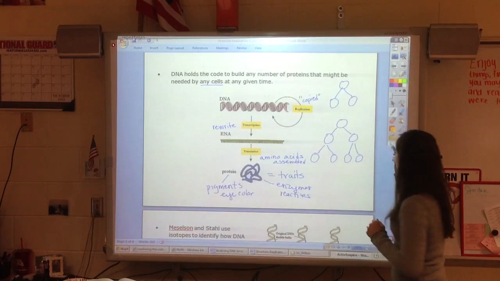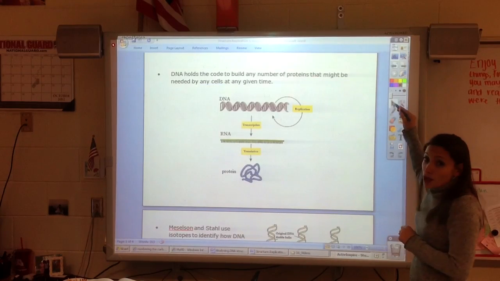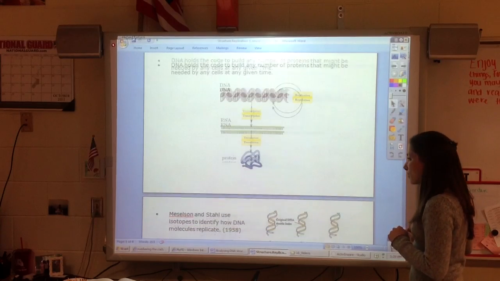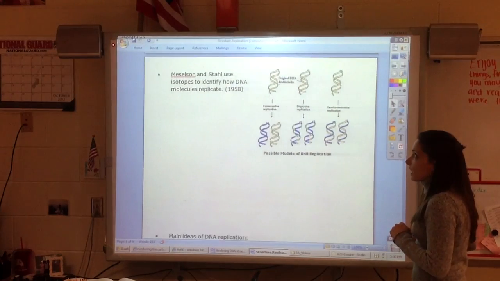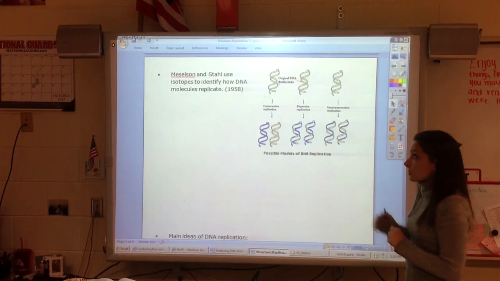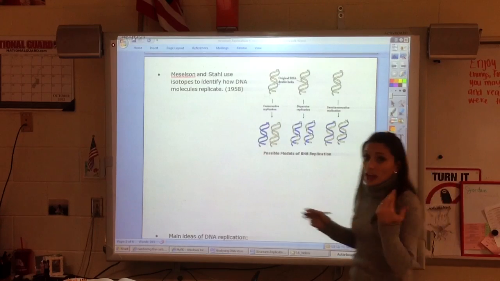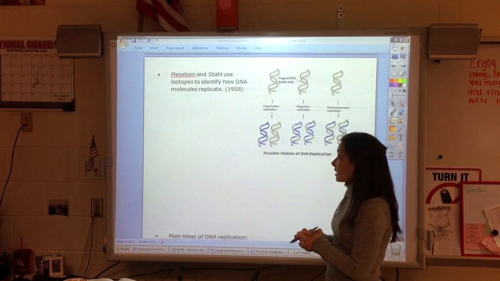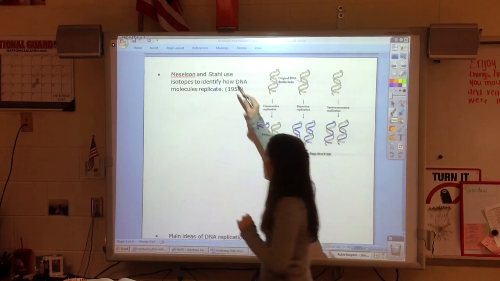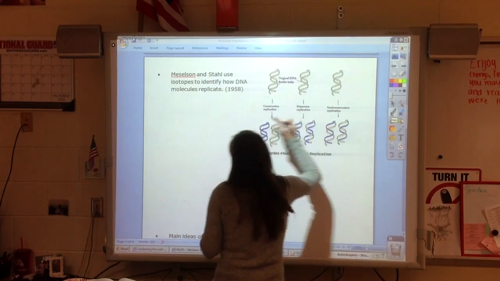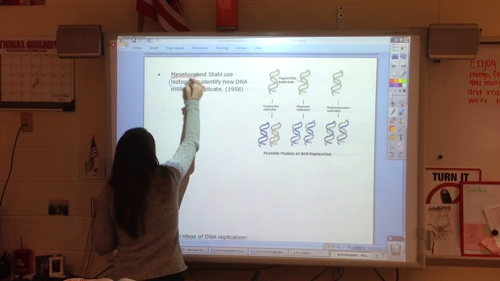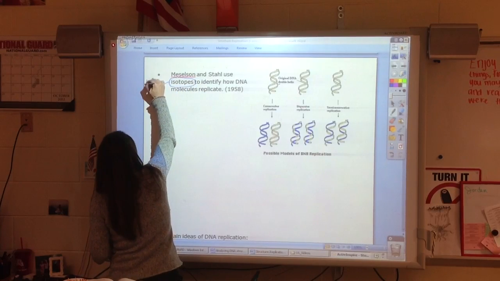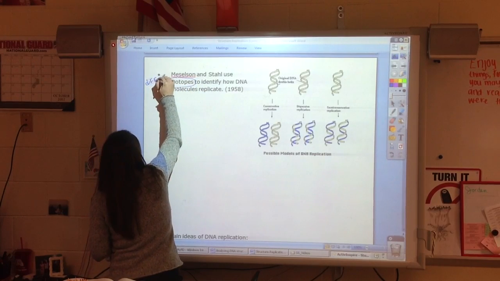There were two gentlemen, and I'm sure a whole host of lab assistants who helped out, Meselson and Stahl at the California Institute of Technology, and they designed an experiment to test how DNA actually replicates. And again, they used isotopes. So we want to make sure we really know what an isotope is. It differs in the number of neutrons.